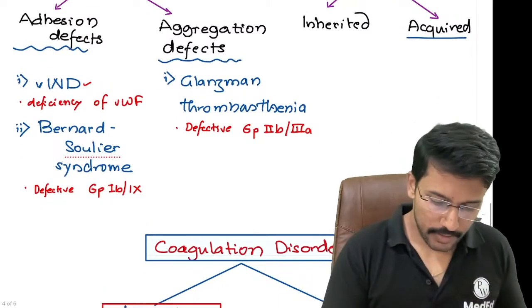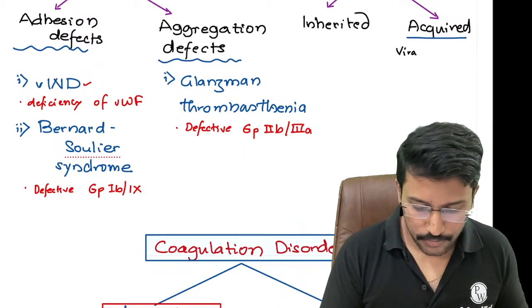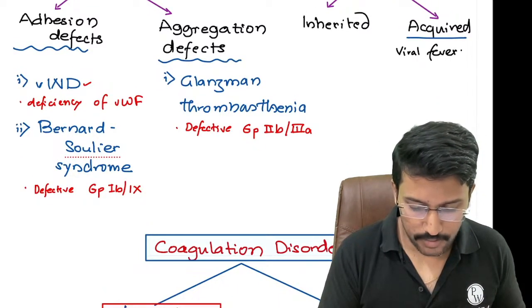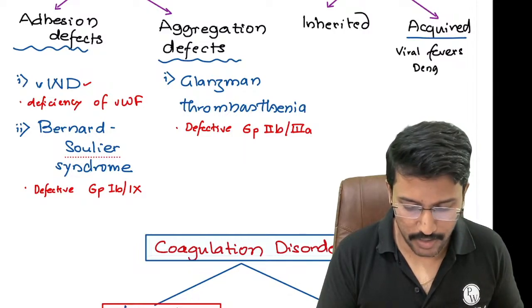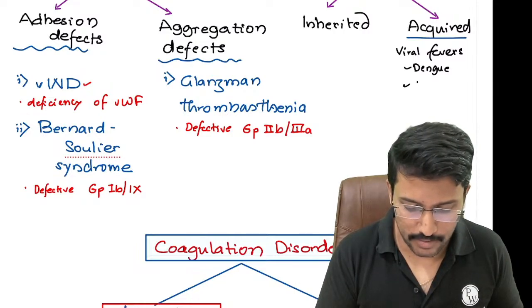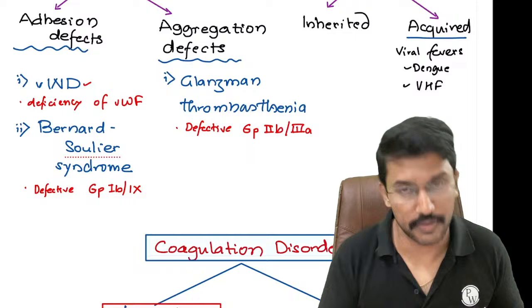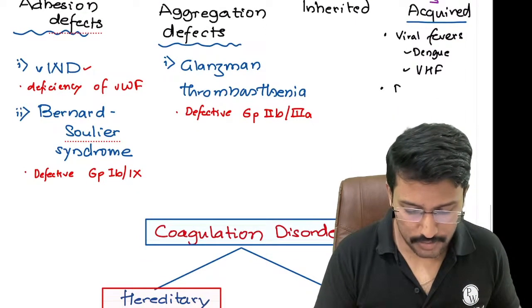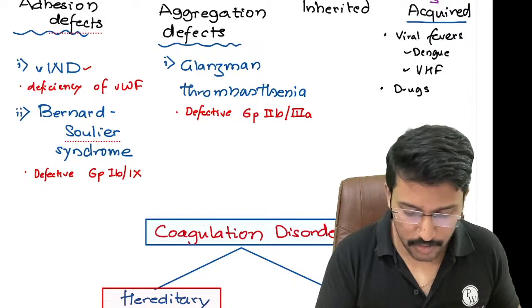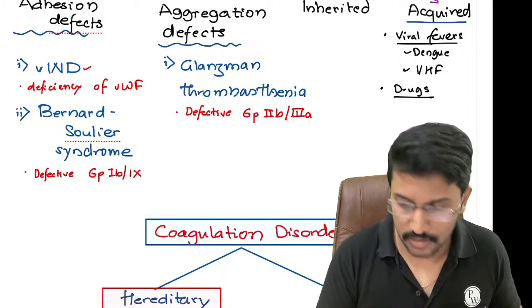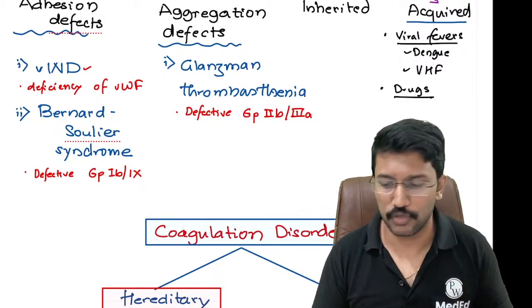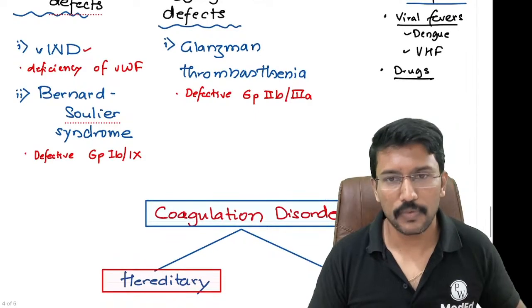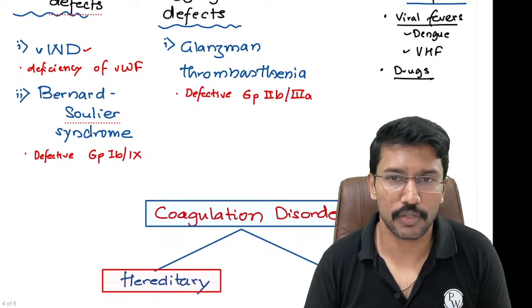Okay. So acquired examples: your viral fevers. Viral fevers, for example dengue, and there is a long list of viral disorders called viral hemorrhagic fevers. Dengue is also one of them. Then other than that, drugs. Can anybody give me examples of drugs which are known to cause a decrease in platelet count or thrombocytopenia?